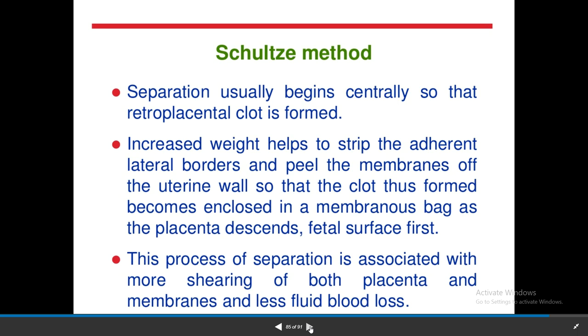What is the Schultze method? Separation usually begins centrally so that a retroplacental clot is formed. Increased weight helps to strip the adherent lateral borders and peel the membranes off the uterine wall, so that the clot thus formed becomes enclosed in a membranous bag as the placenta descends fetal surface first. This process of separation is associated with more shearing of both the placenta and membranes and less fluid blood loss.